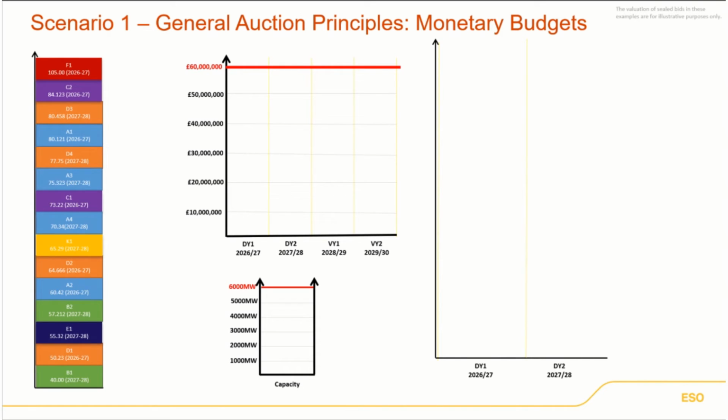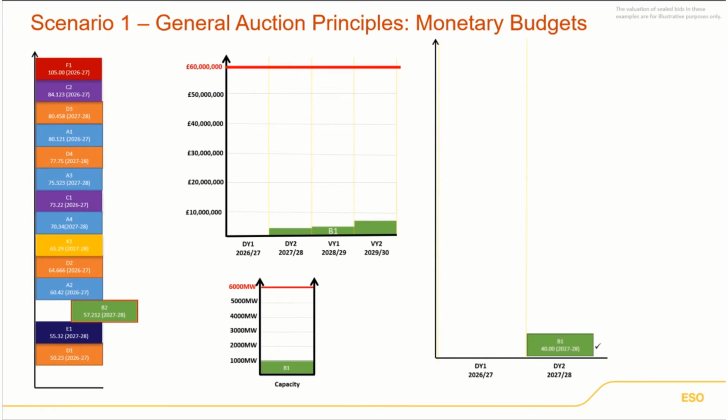In the middle of the screen is the monetary budget profile chart, demonstrating what the budget impact of each individual bid will be, along with the capacity chart showing the 6,000 megawatt constraint. The first bid to be assessed is bid B1, and B1 is in delivery year 2. You can see the individual budget profile on the monetary budget chart and the capacity value on the capacity chart. This bid fits within the constraints.